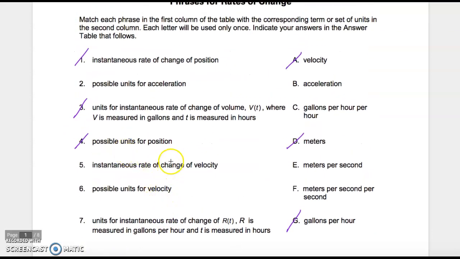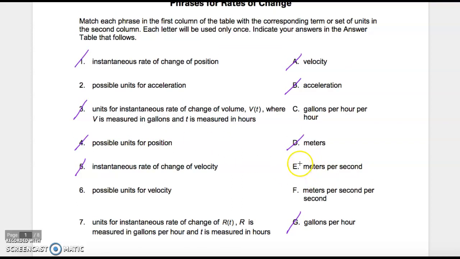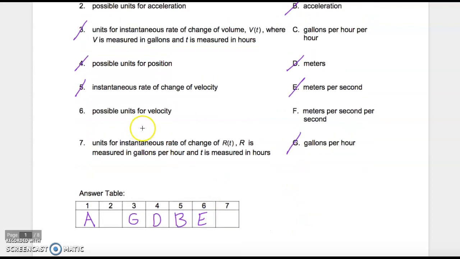The instantaneous rate of change of velocity would be your acceleration. Possible units for velocity, well, we talked about this already a little bit. Meters per second would be a great one.